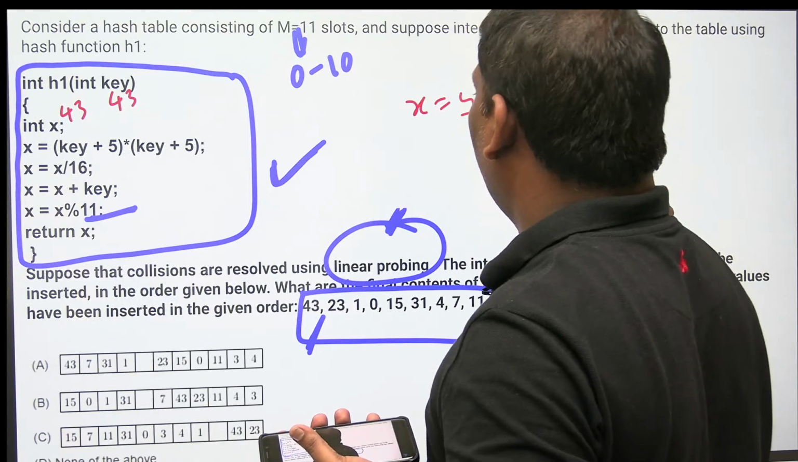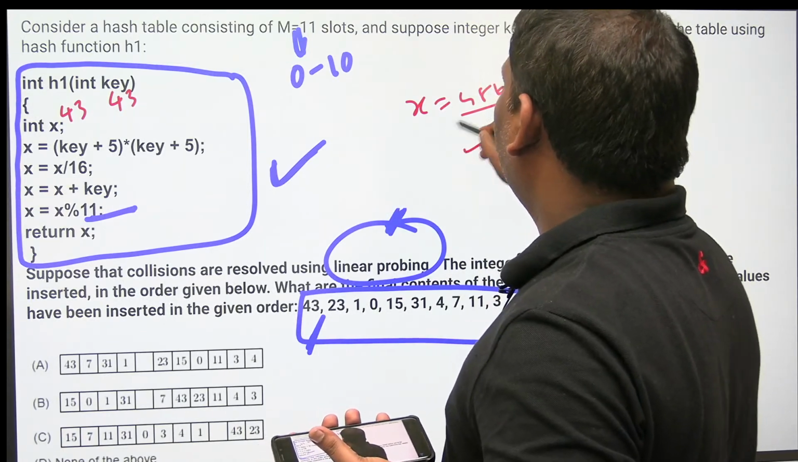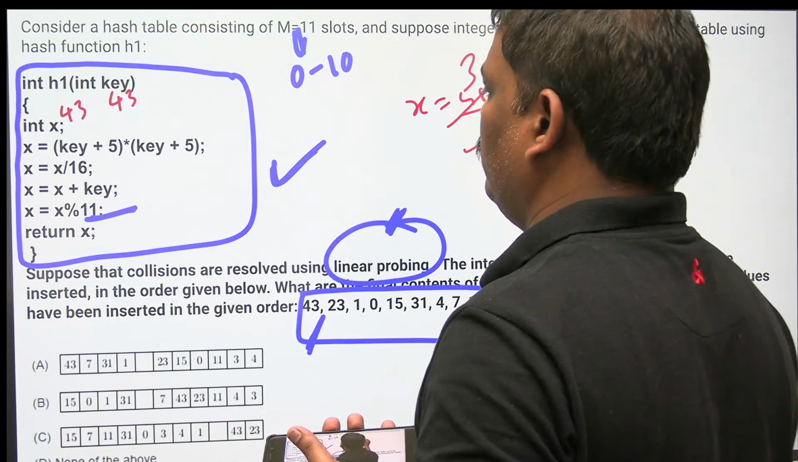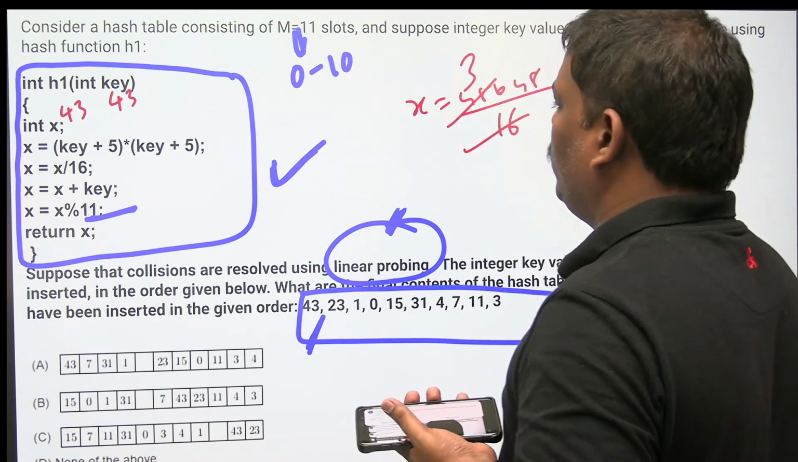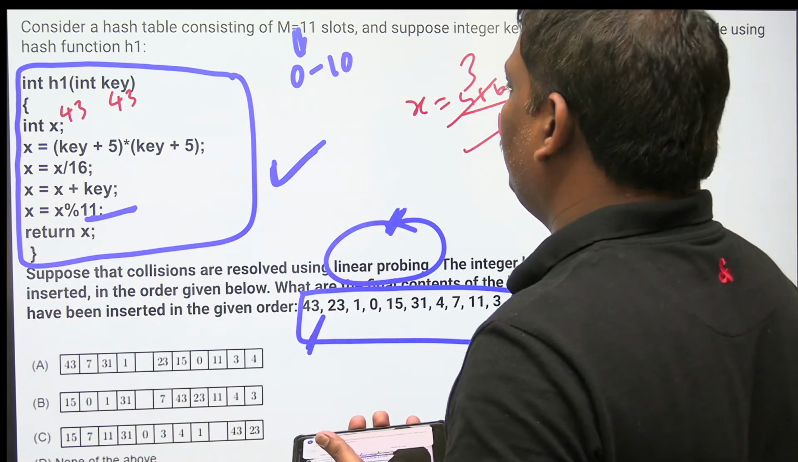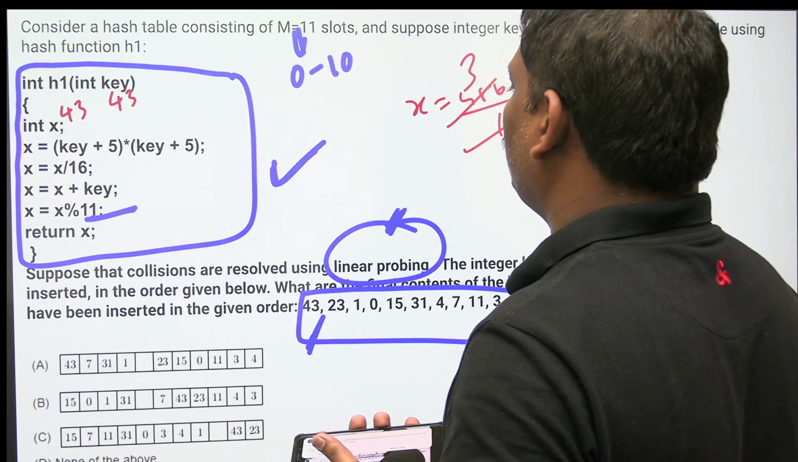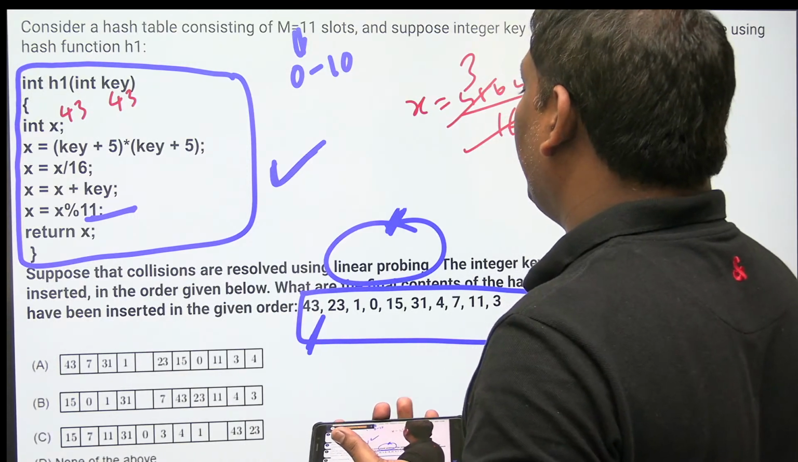16 2 is 32. 16 3 is 48. So 3 into 48. Next one, I think division is completed. Next one, key plus x. So I think x plus key.